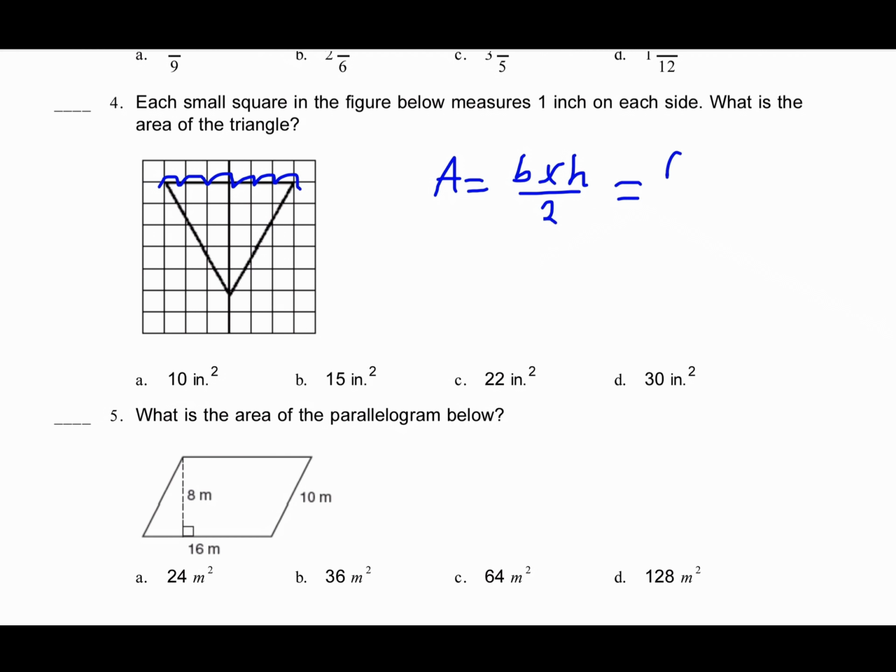So we have the base is 6, times the height here. Count the height, you would have 5. So 6 times 5 divided by 2, which is 30 divided by 2, equals 15 square inches. So the answer is B.